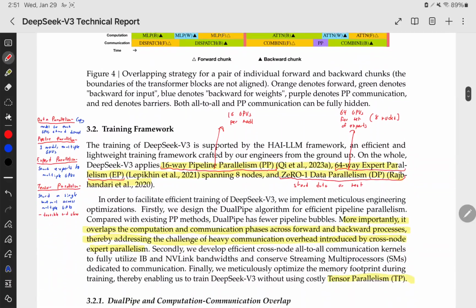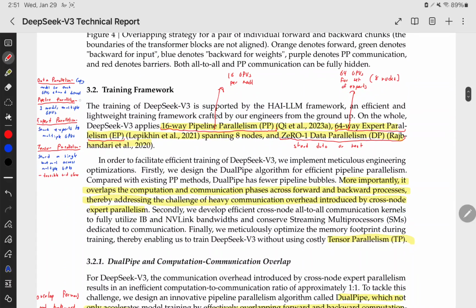This first part is the training framework. So they mention these multiple parallelism strategies. They mention a 16-way pipeline parallel. They do this cool parallelism strategy in this specific way to maximize the compute they're using. So 16-way pipeline parallelism, which is one model on multiple GPUs. So 16 GPUs and you have one model on that.